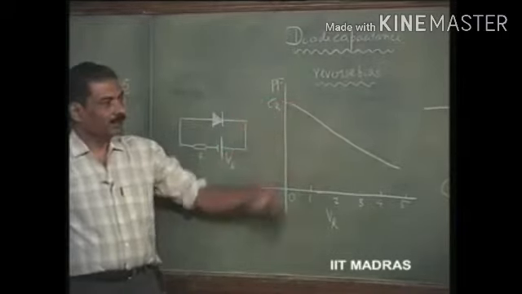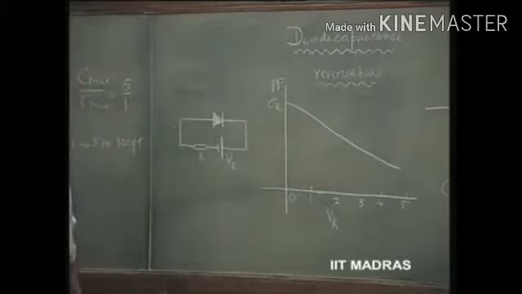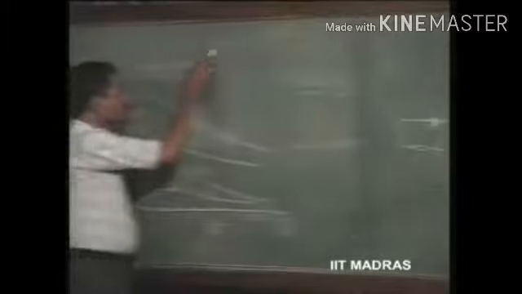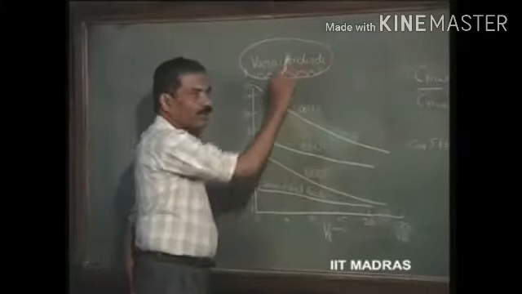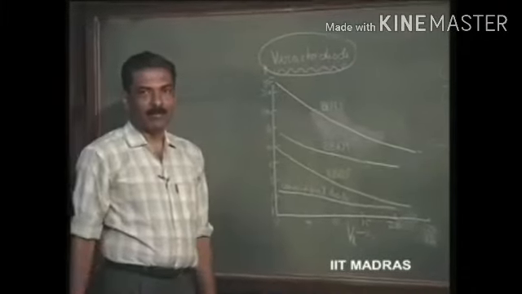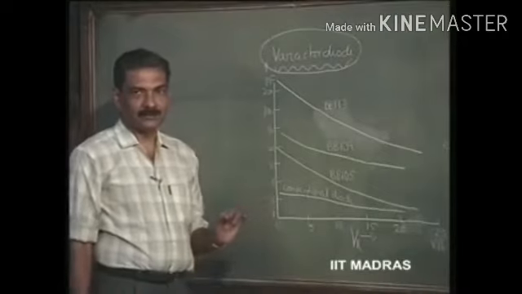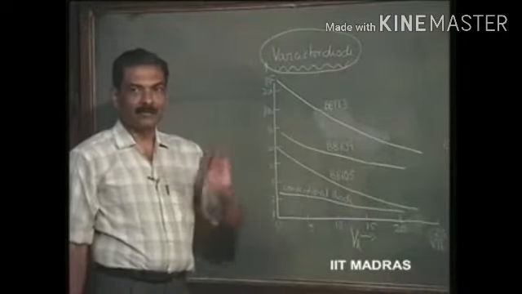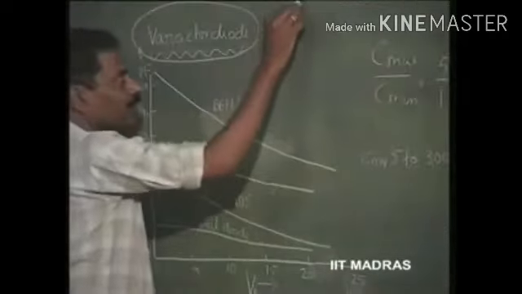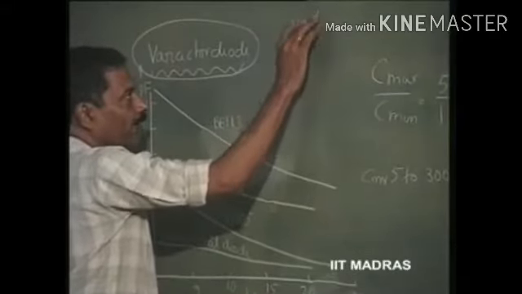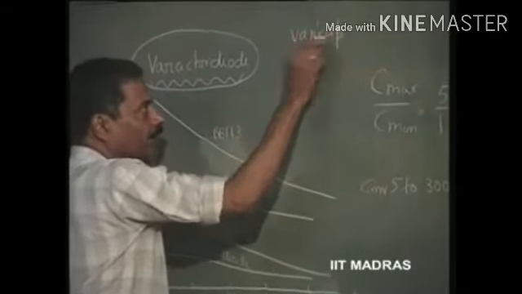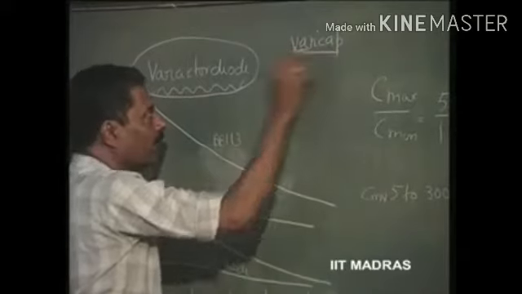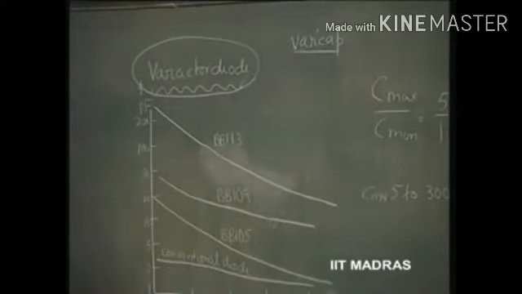Okay. So, this diode therefore is called varicap or varactor diode. Varicap, variable capacitance. So, either you call it varicap, variable capacitance, or varactor diode.